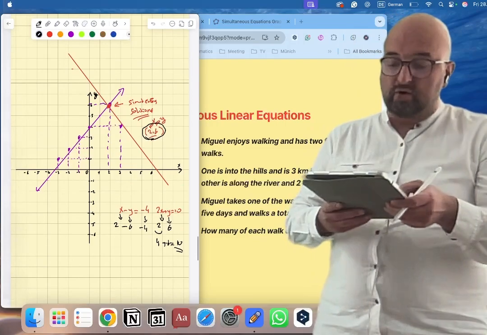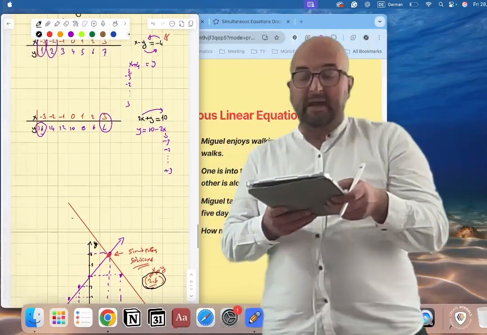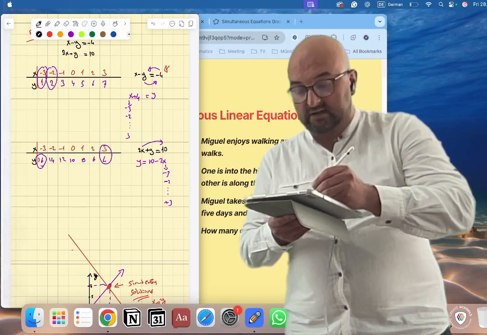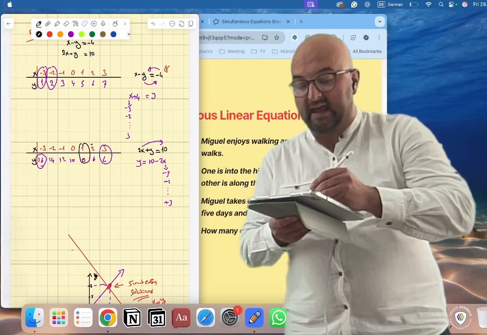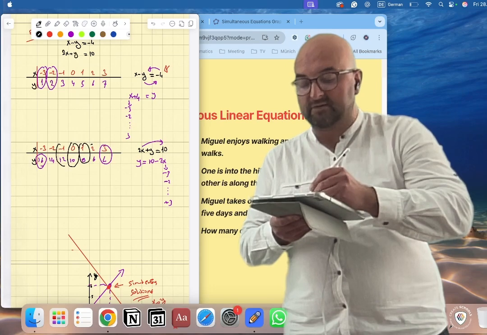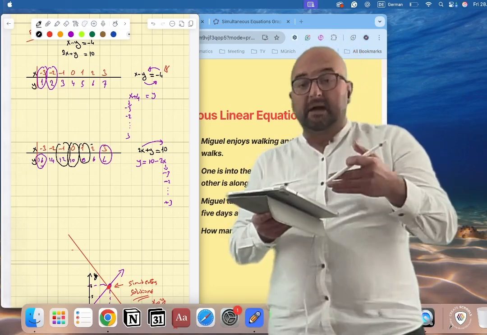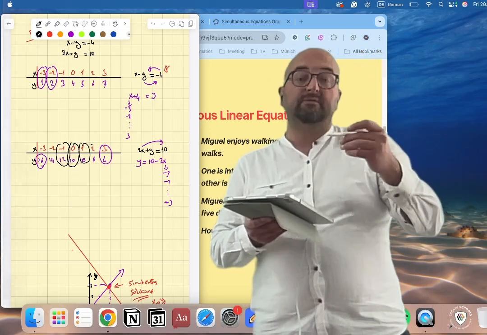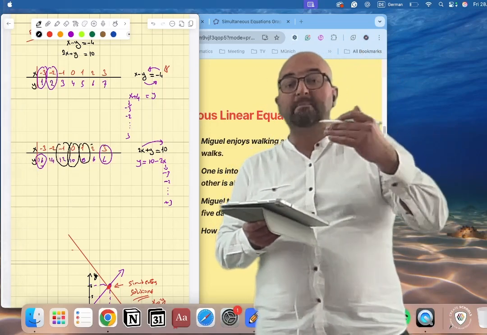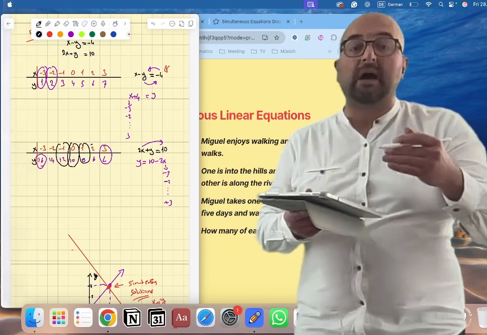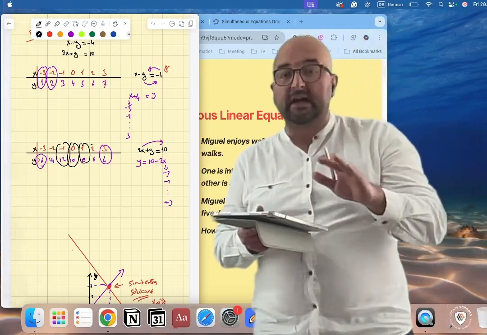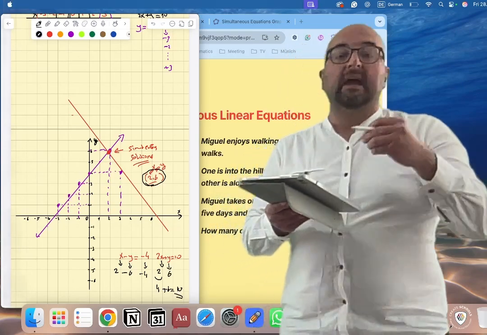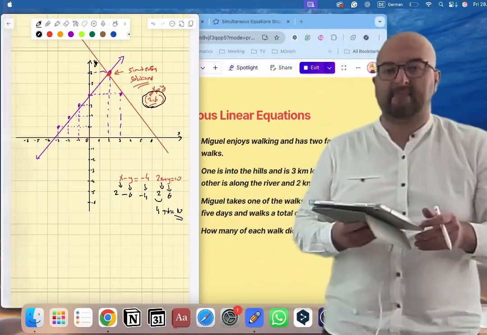So also, if I had a grid paper, I would have found these points. For example, 1 and 8, 0 and 10, -1 and 12. But I don't need to find the rest of the points. But if you have an exam paper, you must find these. But don't forget that finding 2 points is enough to draw any straight line graph.